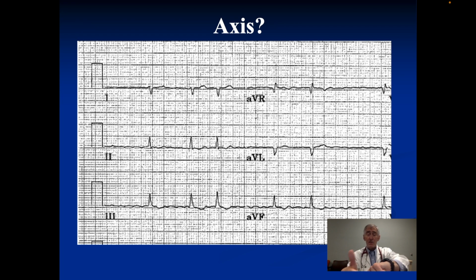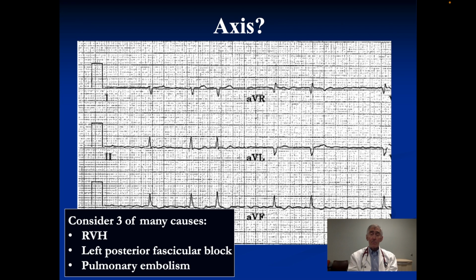So right axis deviation. Causes of right axis deviation are RVH, left posterior fascicular block, and pulmonary embolism. Now, why do I put pulmonary embolism as important there? Because you never want to miss a treatable disease in medicine.